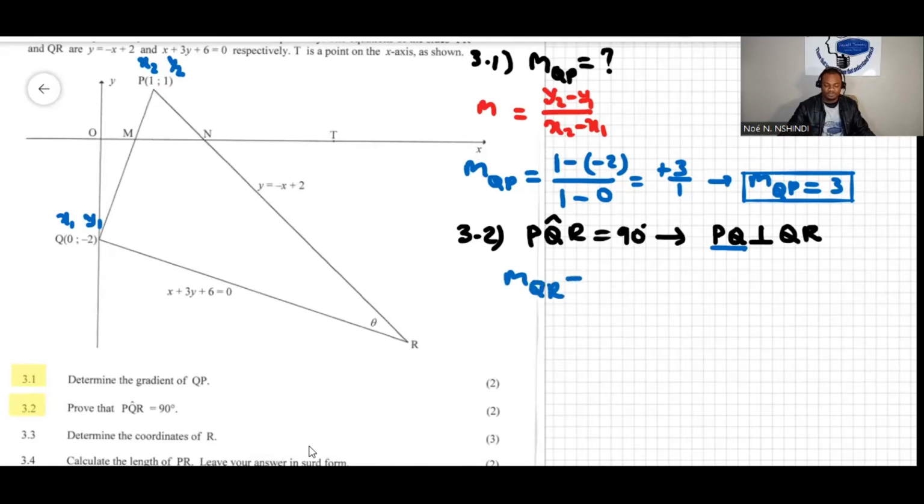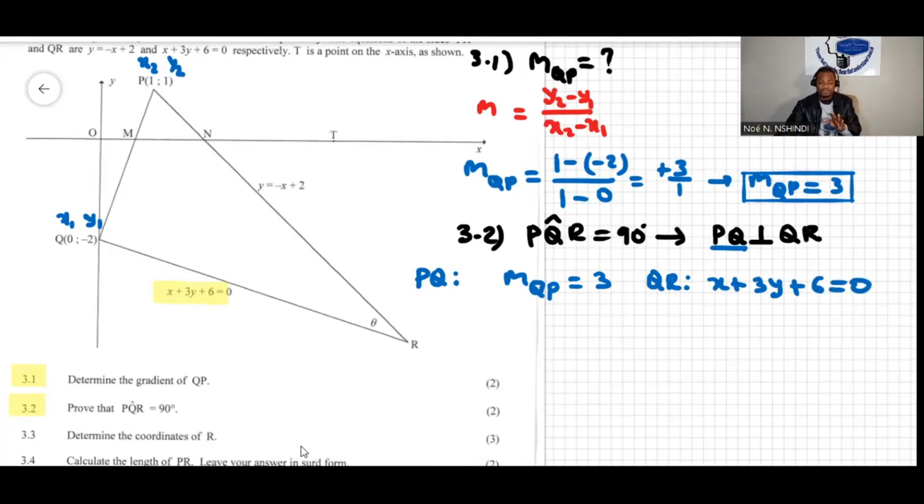For the first line PQ, we found the gradient already. mQP, which is PQ, we found was equal to 3 in the previous question. Now from the line QR, the equation of the line is given: x plus 3y plus 6 is equal to 0. I'm going to write the equation here. We have the line x plus 3y plus 6 is equal to 0.